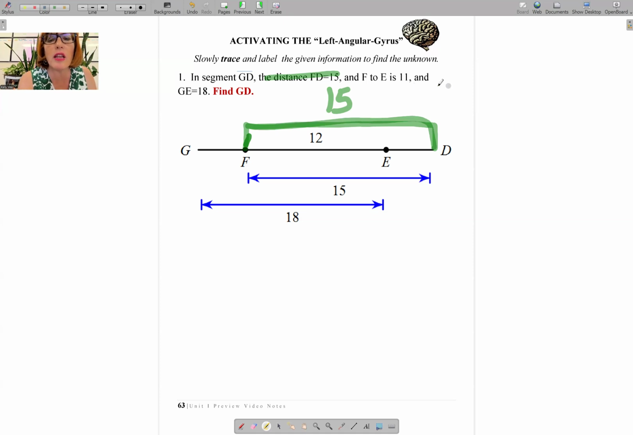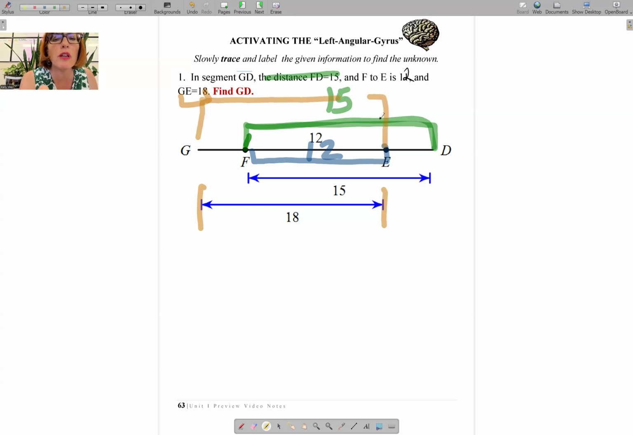F to E is 11. Whoops, nope. Should say 12. Change that. F to E is 12. Bracket that. And we have G to E, the whole thing, from here to here, and I'm going to bring it up from here to here, is 18. Find G to D, which is going to be this whole thing.